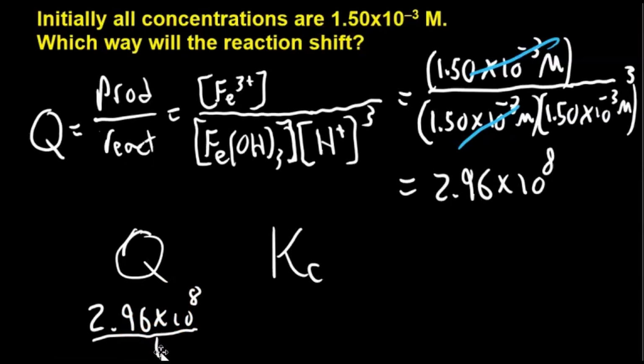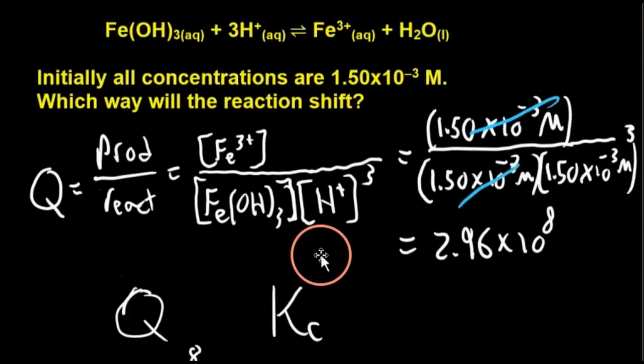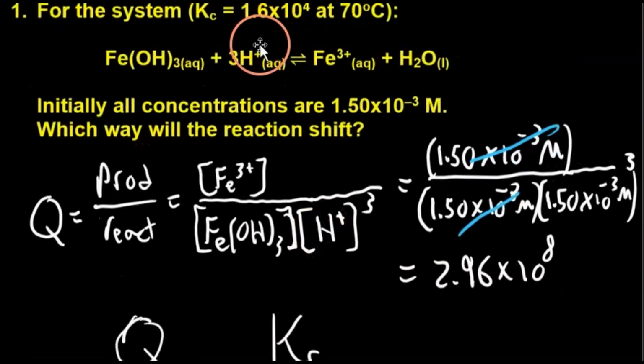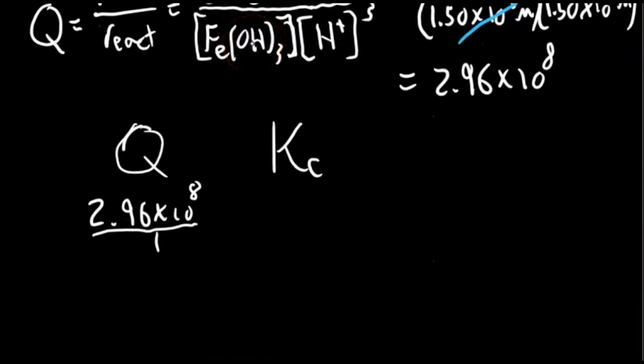So if we had one reactant, and this is kind of hypothetical, we'd have 2.96 times 10 to the 8 products, very loosely speaking. So we have a lot more products than reactants. What is our K at? K is 1.6 times 10 to the 4. A lot smaller, right? K is a lot smaller. So Q is greater than K.